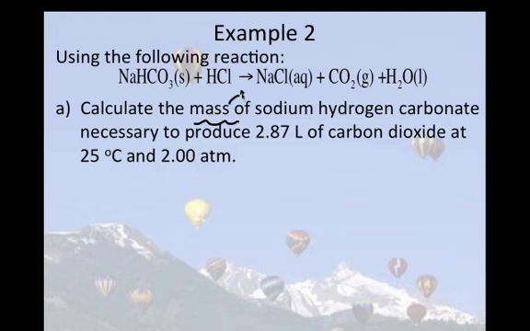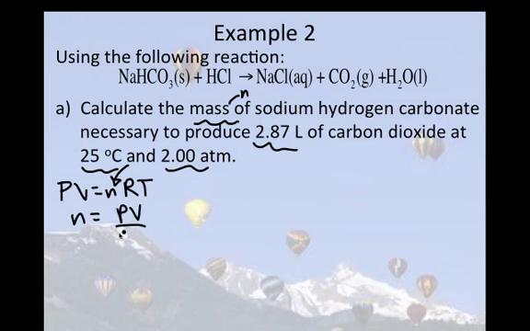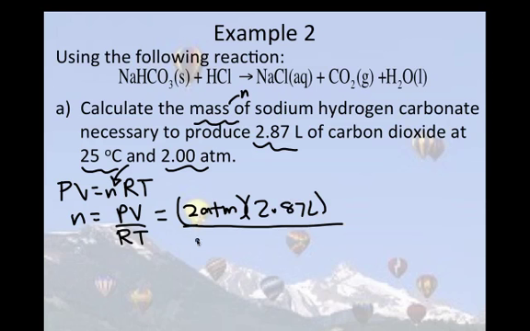Calculate the mass of sodium hydrogen carbonate. So to get to mass, I'm going to need moles, right? And here's what we know. We've got this many liters, this much pressure, and this much temperature. So I'm going to use PV = nRT. And this time I'm solving for the number of moles so that I can get to the mass. So n is equal to PV over RT. And my pressure is 2 atmospheres. My volume is 2.87 liters. R is going to be our 0.08206. And then temperature is in kelvins, 298 kelvins.